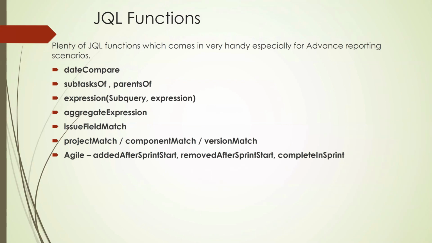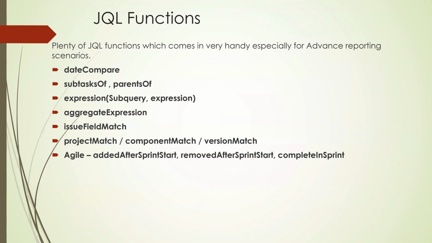Then you have JQL functions. These are some of the JQL functions that are provided by ScriptRunner. Quite helpful. Date comparison. So get me all the issues where, let's say you have two custom fields, custom field A and custom field B, and both are date fields, where custom field A is greater than custom field B. This is something which is not provided out of the box, which you can do using date compare. Subtasks of, parents of, just like you have epics of, or stories of.